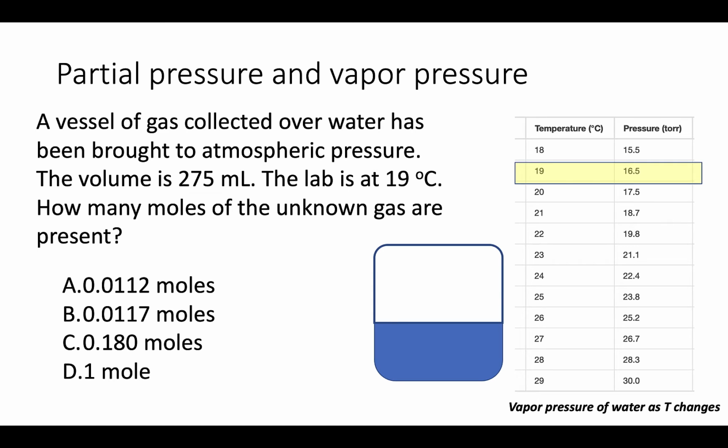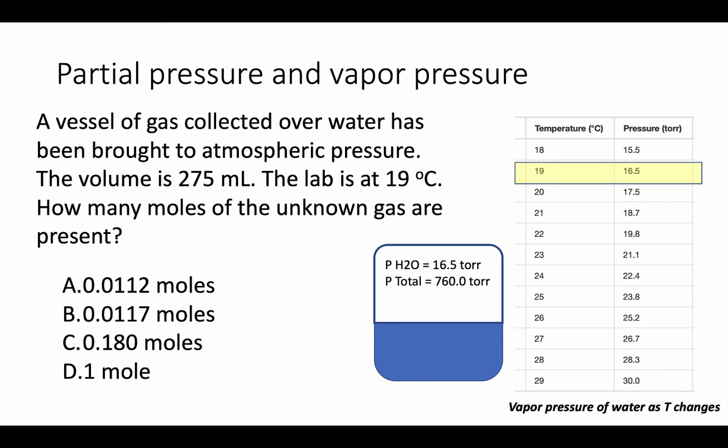So here's sort of a diagram of our setup, right? And we know that within the collection flask, where we've collected the gas over water, the partial pressure of water is 16.5 millimeters mercury, 16.5 torr. And the total pressure is going to be 1 atmosphere, right? Atmospheric pressure, we'll go ahead and assume, is 760 millimeters mercury as well.